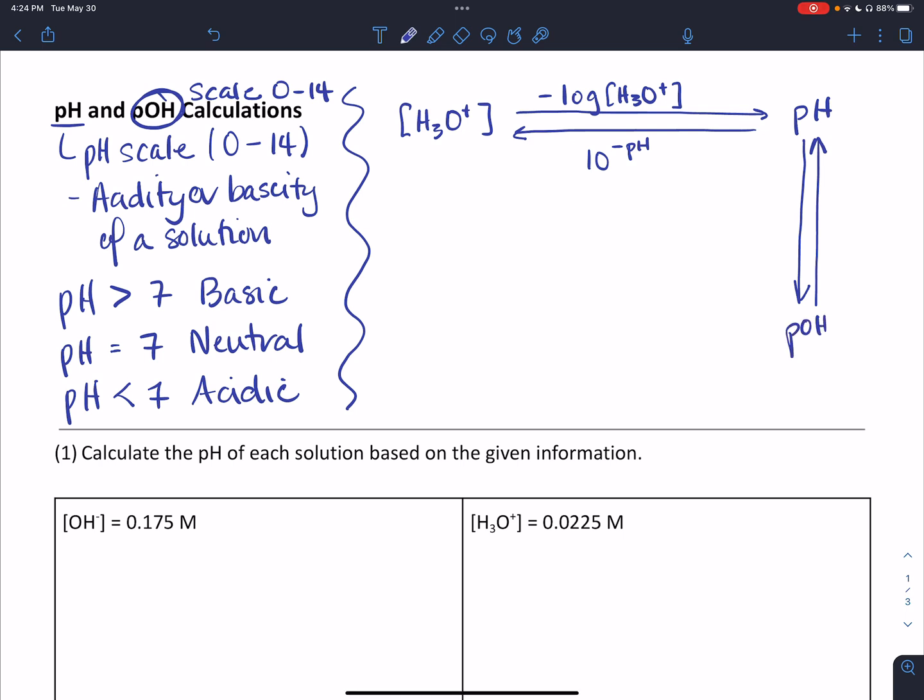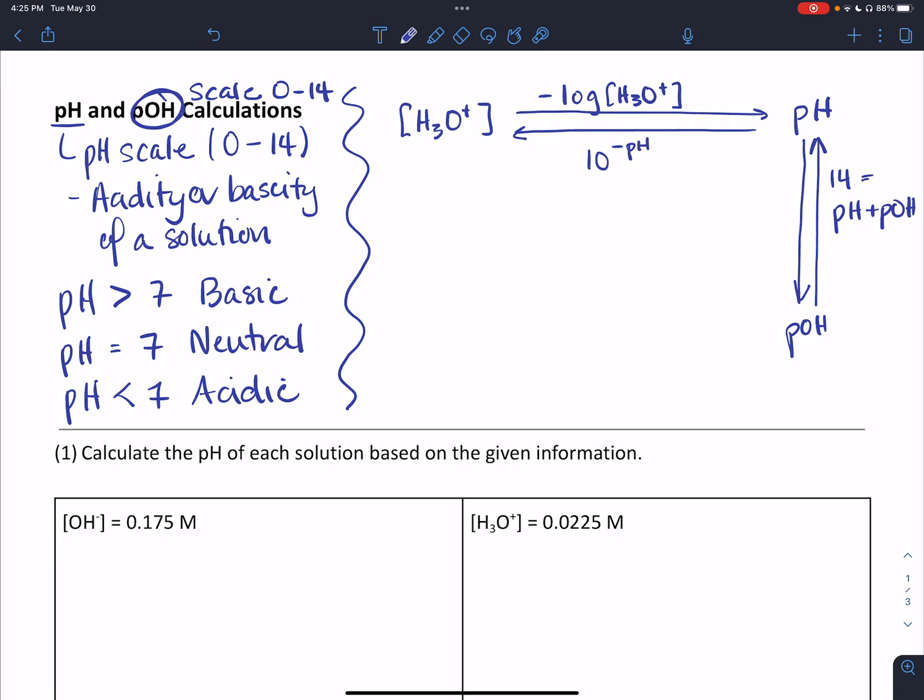All right, and the equality between these is pretty simple. Both scales are from 0 to 14, so the two together add up to 14. So 14 is going to be equal to the pH plus the pOH. So if you know the pH, subtract it from 14, and you know the pOH, and then vice versa.